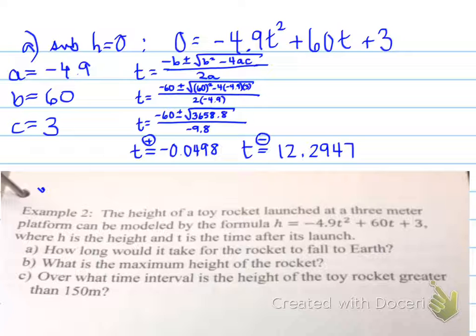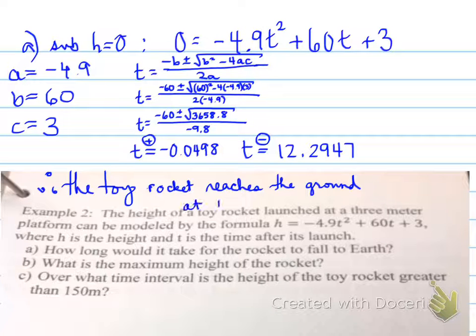One of these is logical and one of these is not. Can you see which one that is? That's right. We can say safely that the toy rocket reaches the ground at 12.2947 seconds. We can actually ignore this value because you can't have a time value that is negative.